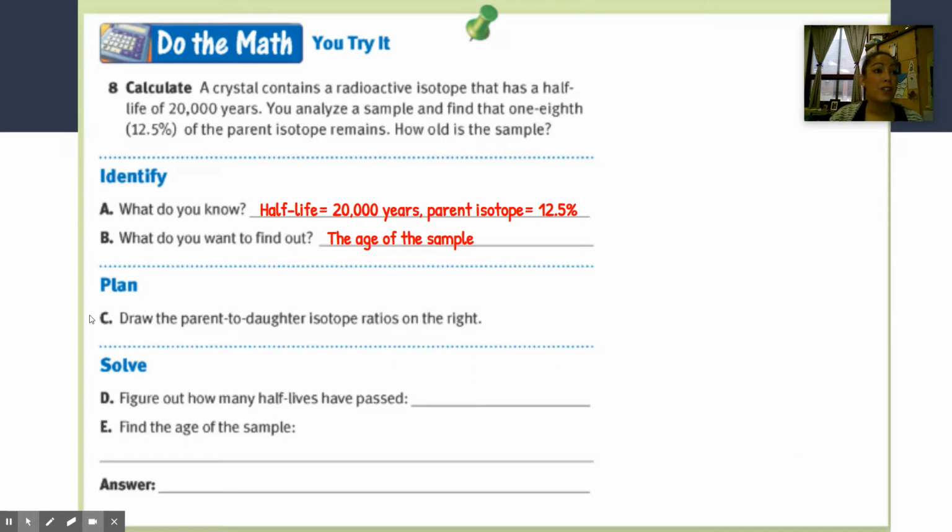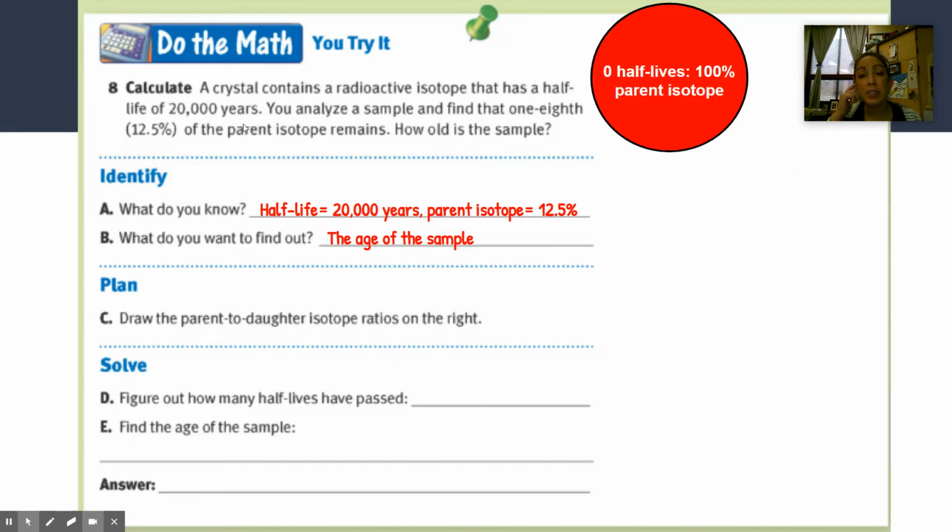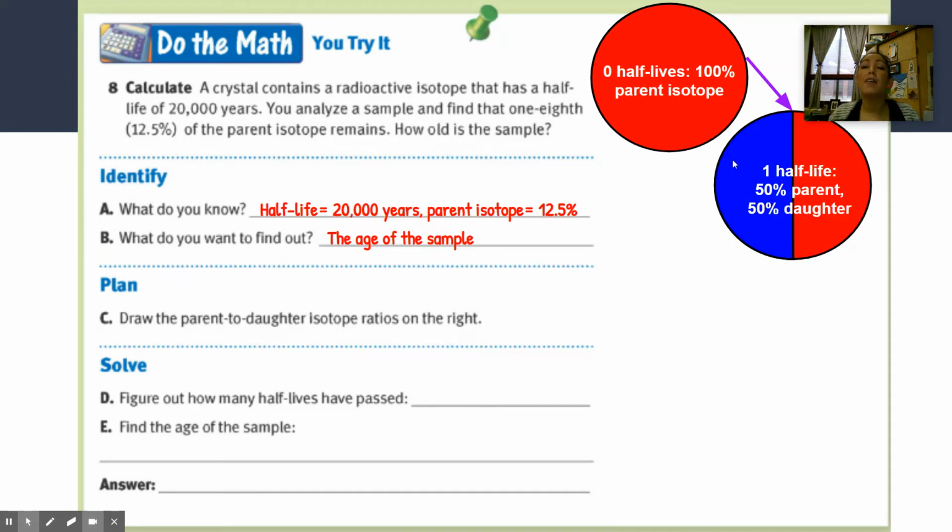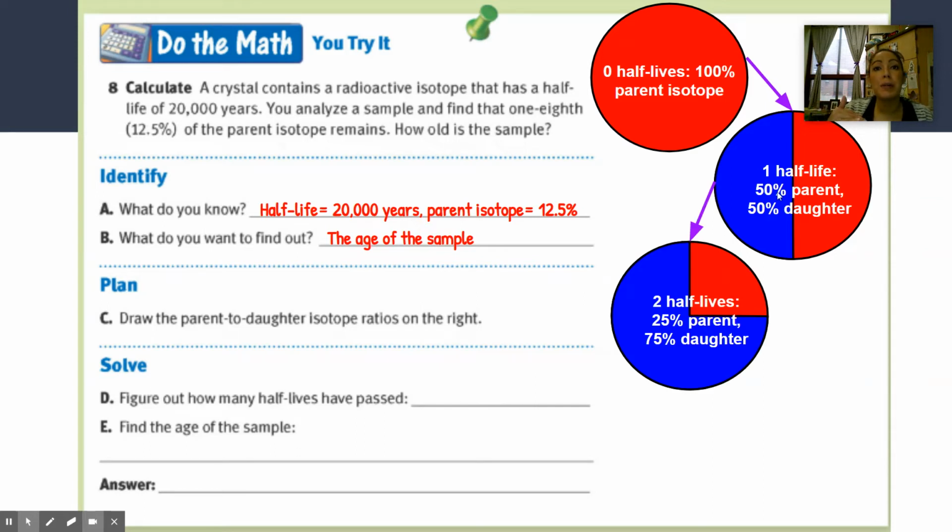So for plan part C, it wants us to actually draw kind of like we did on that last slide, or like the book did for us. Since I did this by computer, it was easier for me to just use a pie chart and then shade it. So after 0 half-lives, we're 100% parent isotope. After 1 half-life, we're 50-50, okay? Now after 2 half-lives, 50% of my parent isotope then breaks down and becomes daughter isotope. So now I'm 75% daughter, 25% parent. That's still not quite where we need to be.